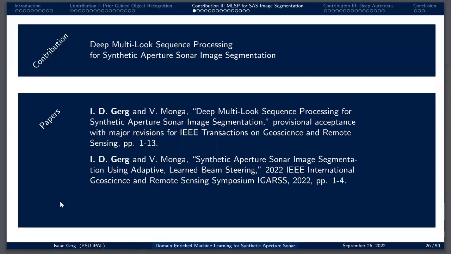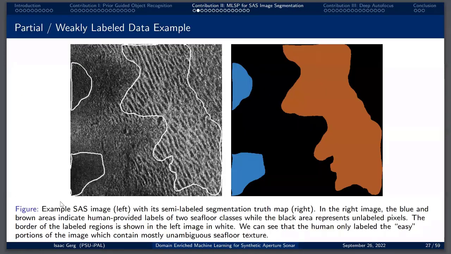Okay, I'll move on to the next contribution. This is an image segmentation problem. We're calling this contribution deep multi-look sequence processing for synthetic aperture sonar image segmentation. There were 2 papers produced from this work. We have a provisional acceptance in IEEE Transactions on Geoscience and Remote Sensing, which went through earlier this month. And we also have a peer-reviewed conference paper in the International Geoscience and Remote Sensing Symposium.